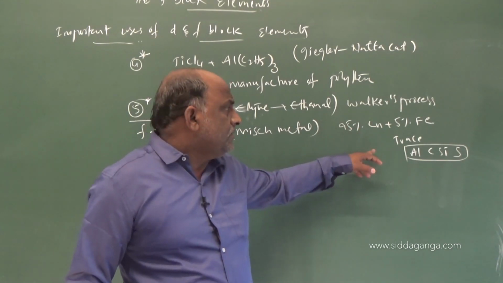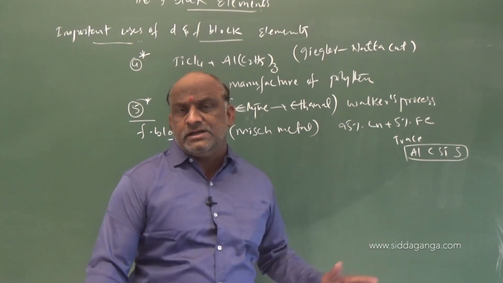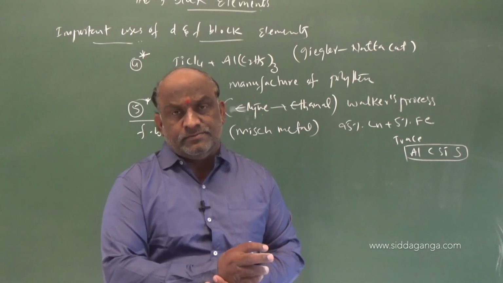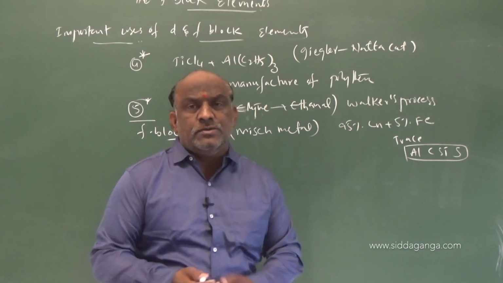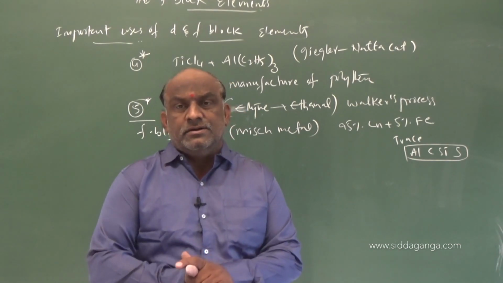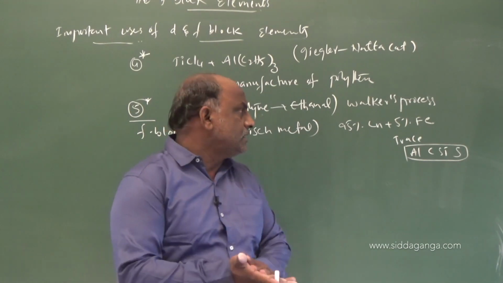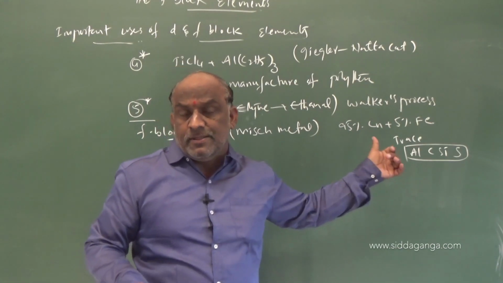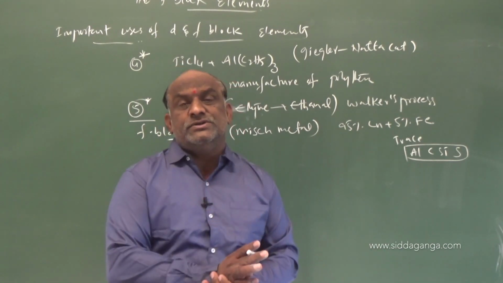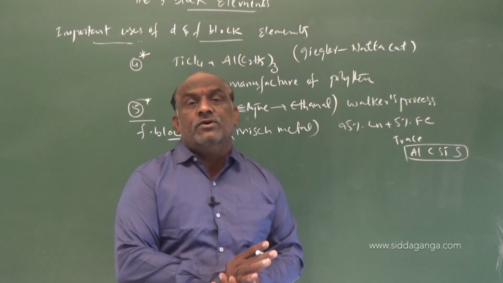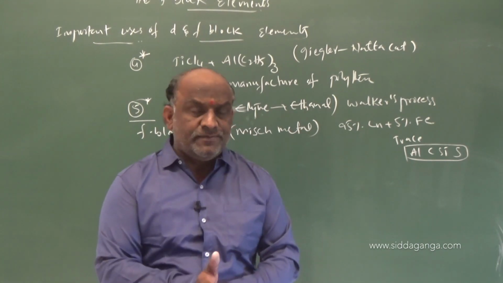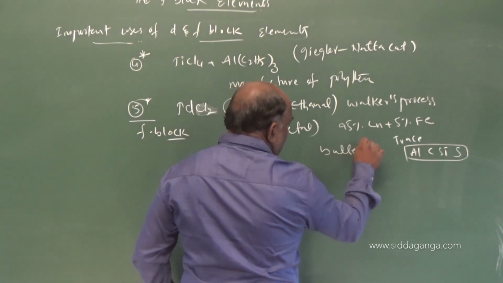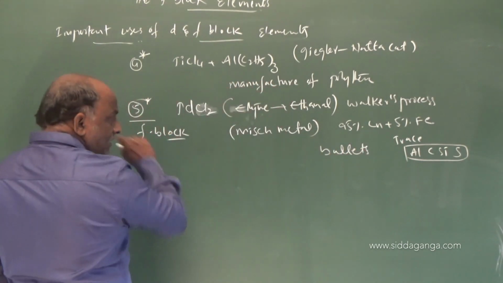So what about the important uses of this? Lanthanides are mainly used for the preparation of alloys. Magnesium based alloy is used for the preparation of bullets. I said it is bullets. To prepare bullets, we require mish metal. Magnesium based mish metal is used for manufacturing of bullets and shells. Already we discussed this.